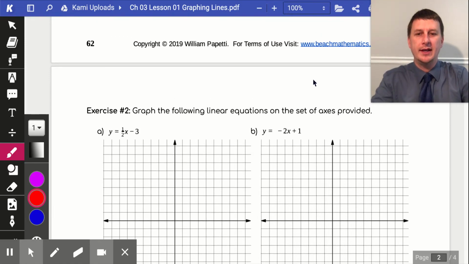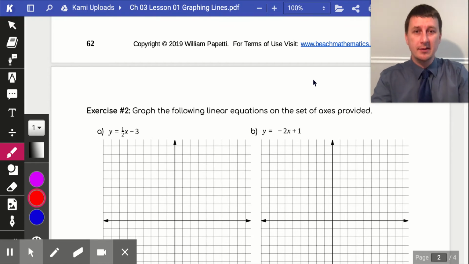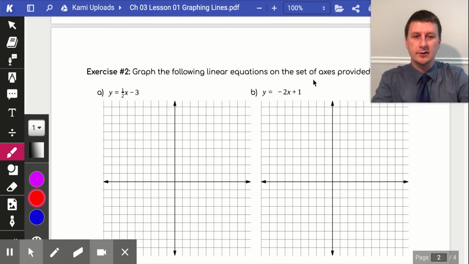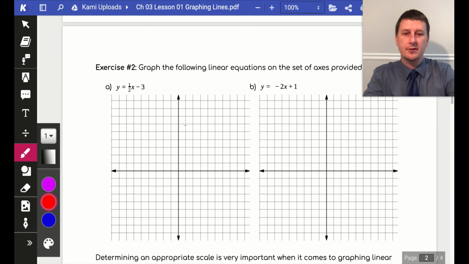Algebra 1. And in this video, we're going to be looking at graphing lines or graphing linear functions. If you haven't watched exercise number 1 video yet from this lesson, please go back and do that now. Otherwise, you're all set and ready to go with exercise number 2. Here we go. Graph the following linear equations on the set of axes provided. All right. My first one says y equals 1/2 x minus 3.